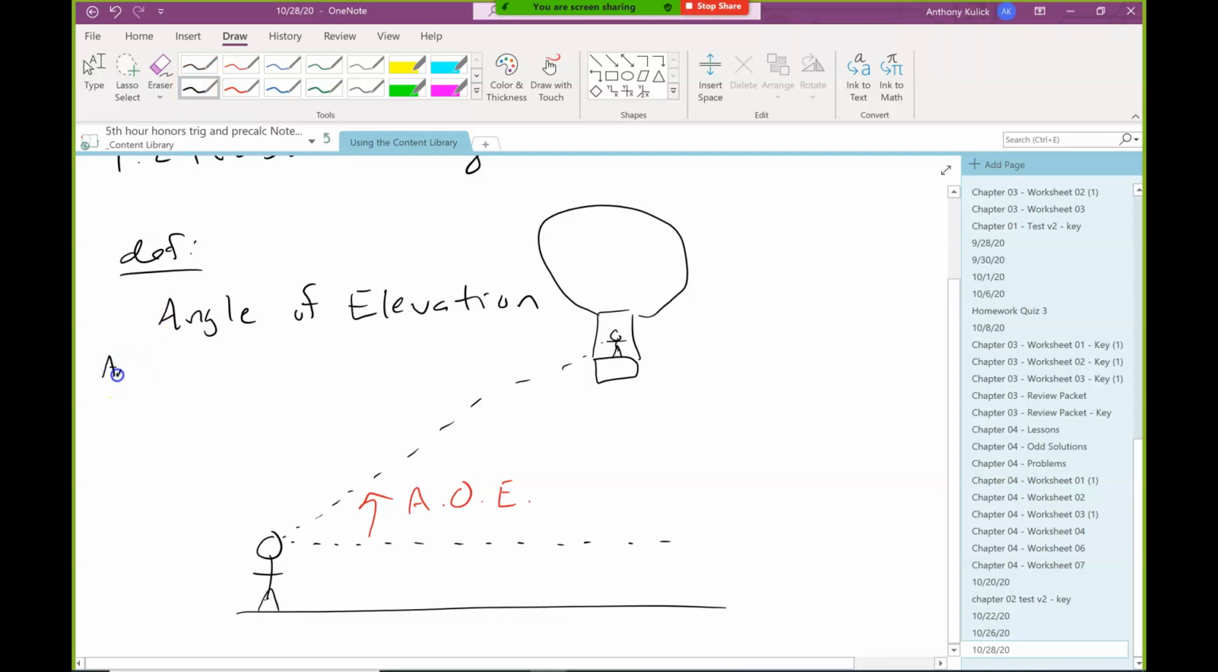Now, the opposite of this is the angle of depression. So if we imagine the person in the hot air balloon, they're looking straight ahead, and they move their neck down, so they're looking at their friend on the ground. That would be the angle of depression.